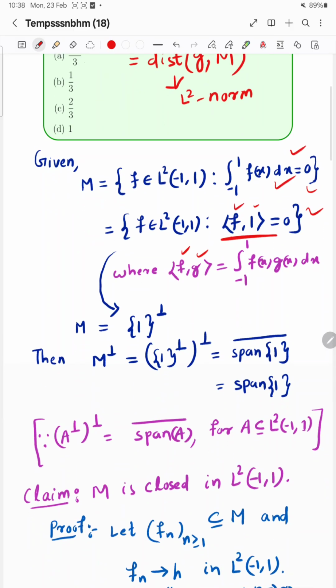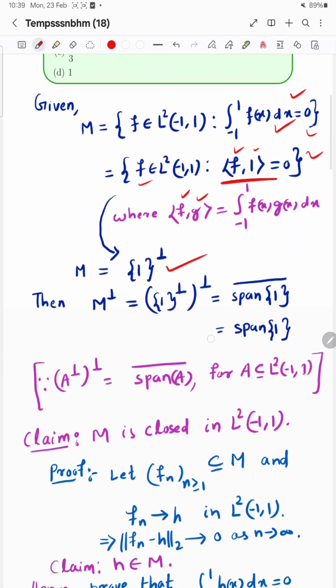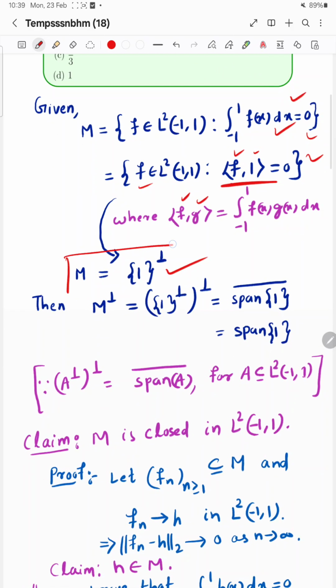Okay, and what is this saying? This set M contains all the elements such that the inner product of f with the element 1 is equal to 0, and this implies that f is perpendicular to 1. Okay, so we are collecting all the elements which are perpendicular to 1, so therefore this set M is the singleton set perp. This singleton set contains the single element 1. Okay, so our M set is this one.